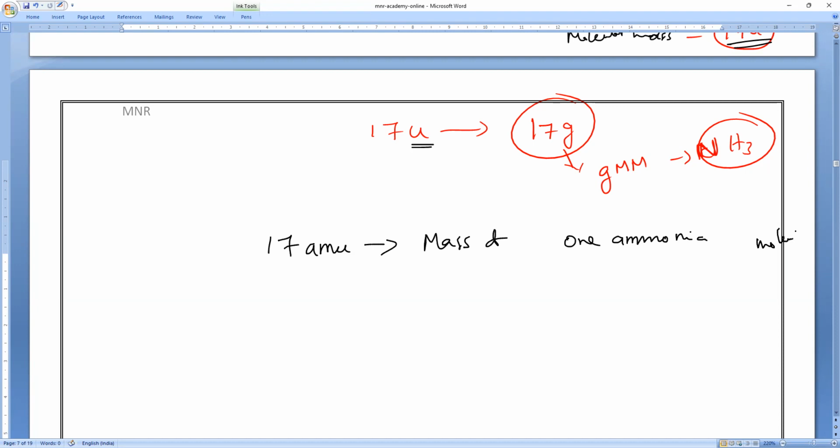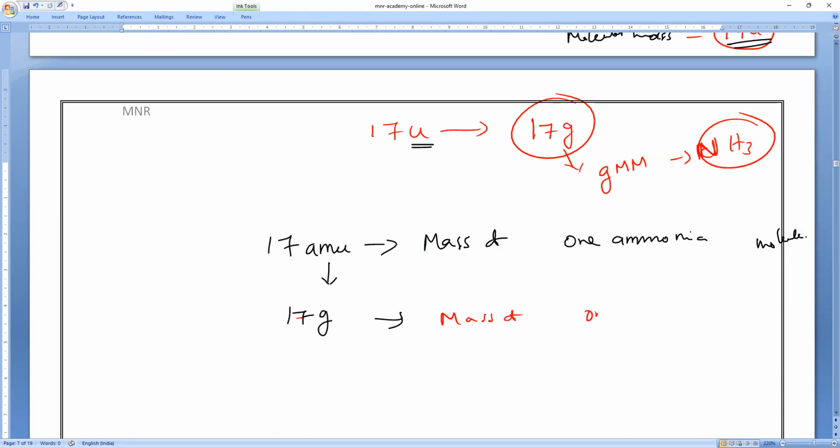Ammonia molecule, it is not even an atom. Next, if I convert into grams, 17 grams. So if you observe very carefully here, the mass of 1 mole of ammonia molecules is this one. So this is also 17 grams.